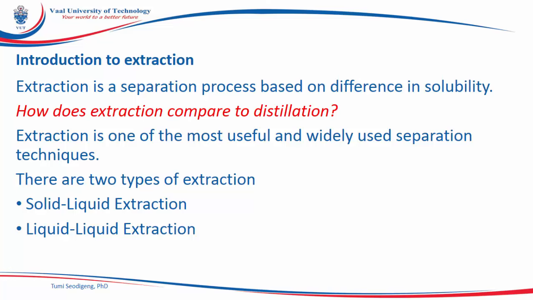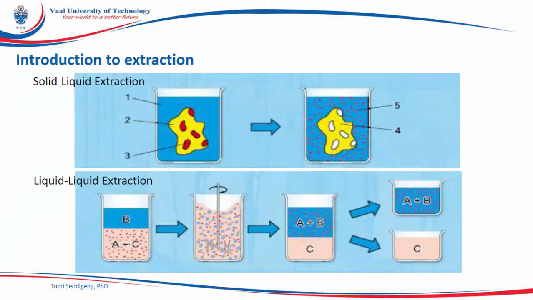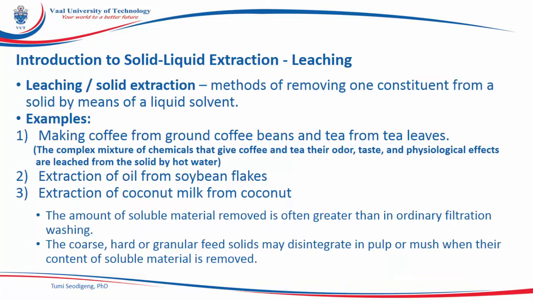There are two types of extraction. We have solid liquid extraction, which we're going to focus on today, and there's also liquid extraction. In solid liquid extraction, the solute is extracted from the solid using a solvent. And then in liquid extraction, the solute is extracted from the liquid using another liquid which is immiscible in the first liquid. Leaching is a liquid-solid operation where a solute is extracted from a mixture within a solid by contacting it with a liquid solvent.